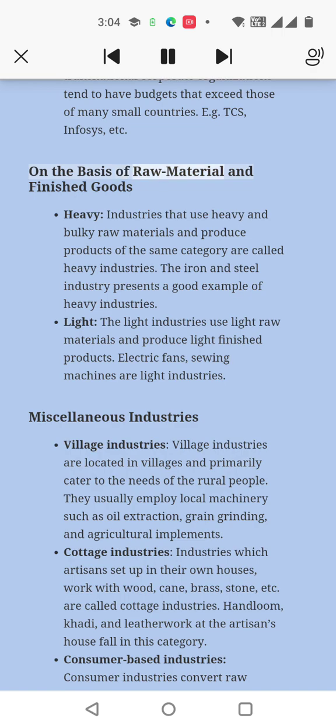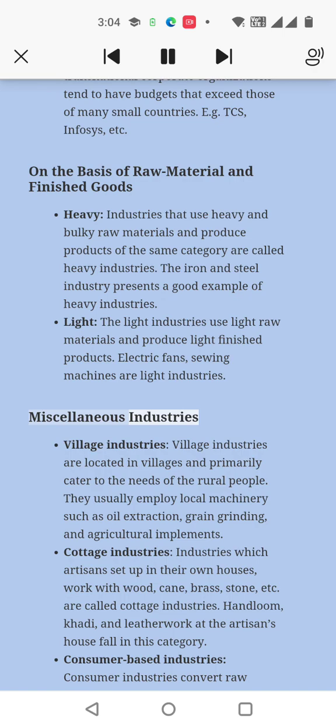On the basis of raw material and finished goods. Heavy industries that use heavy and bulky raw materials and produce products of the same category are called heavy industries. The iron and steel industry presents a good example of heavy industries. The light industries use light raw materials and produce light finished products. Electric fans, sewing machines are light industries.